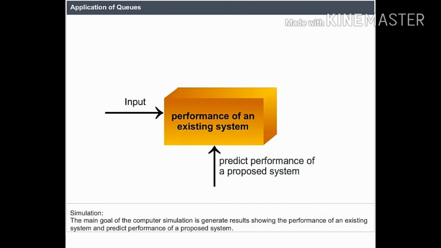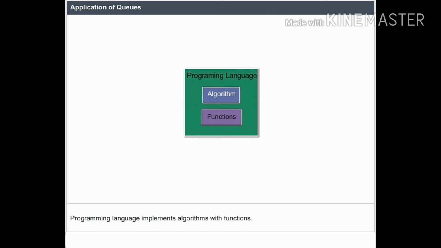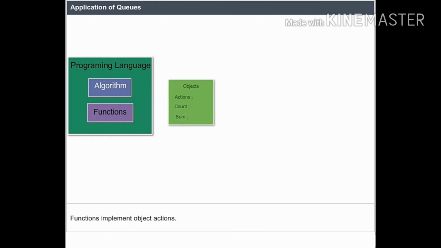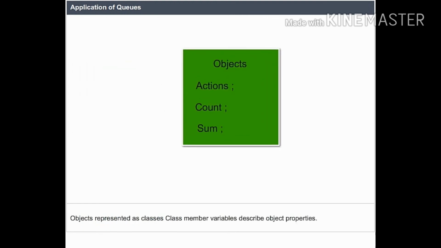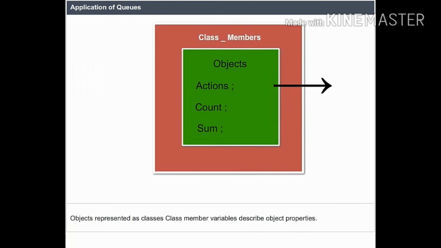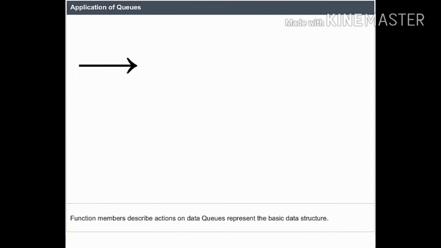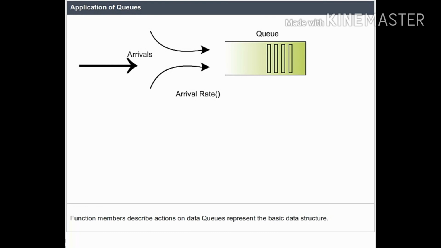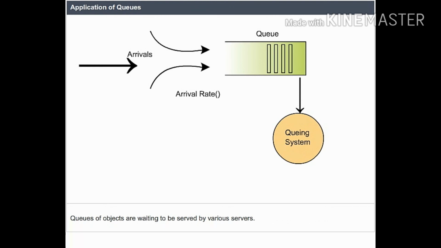Applications of queue. Simulation. The main goal of computer simulation is to generate results showing the performance of an existing system and predict the performance of a proposed system. Programming languages implement algorithms with functions. Functions implement object actions. Objects are represented as classes. Class member variables describe object properties. Function members describe actions on data. Queues represent the basic data structure.